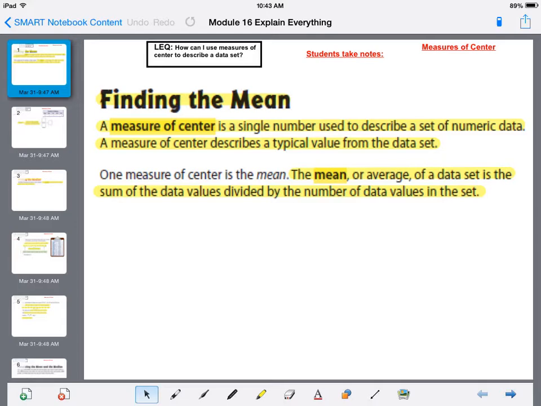In this first slide, we're talking about finding the mean, and the mean is the average. So in order to find the mean or the average, we have to add up all the data values and then divide them by the number of data values in the set.